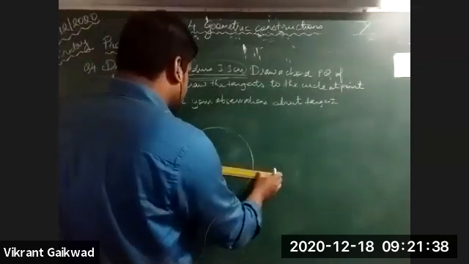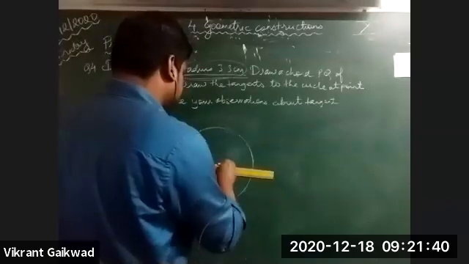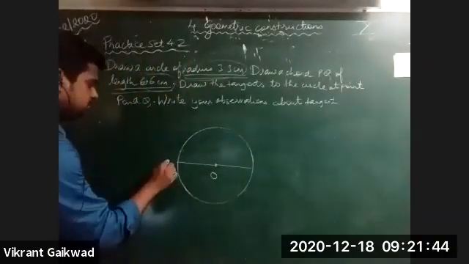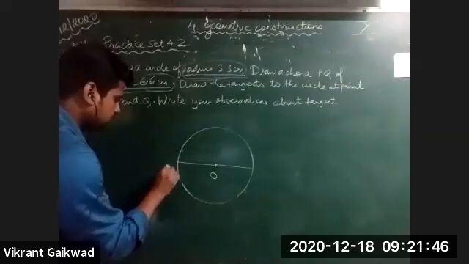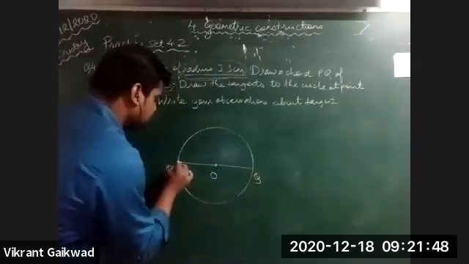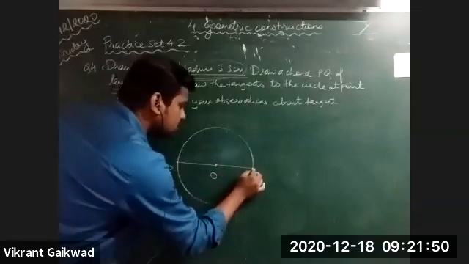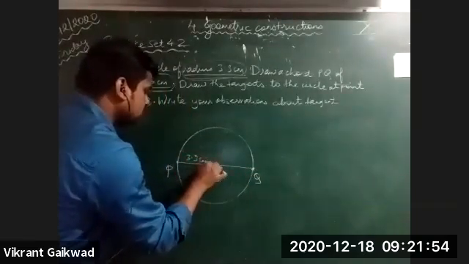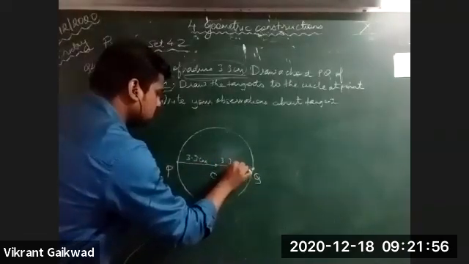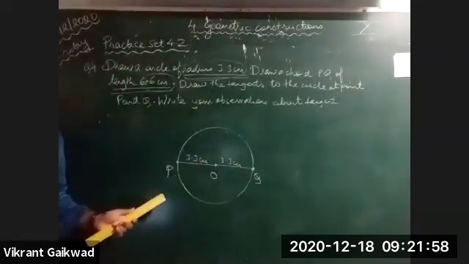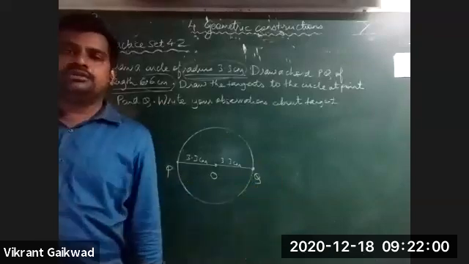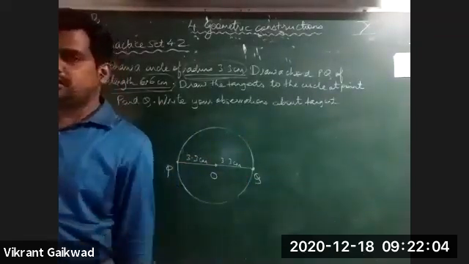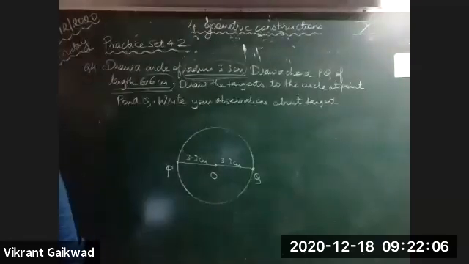So what I'm going to do is extend the line. So this is point P, Q. 3.3 means OP is 3.3 and OQ is 3.3. Total distance of PQ is 6.6. Is this understood?